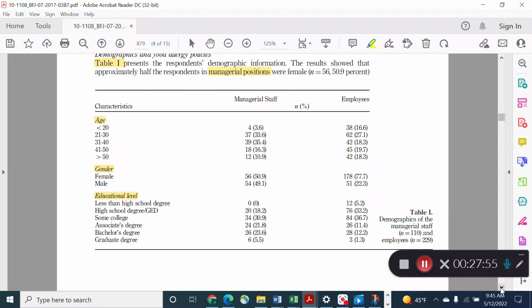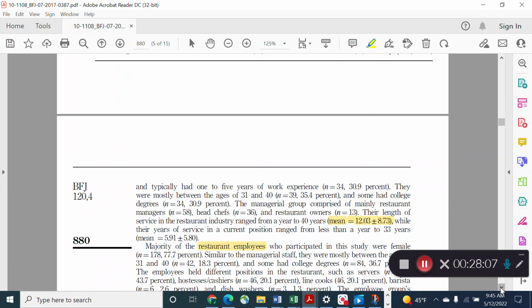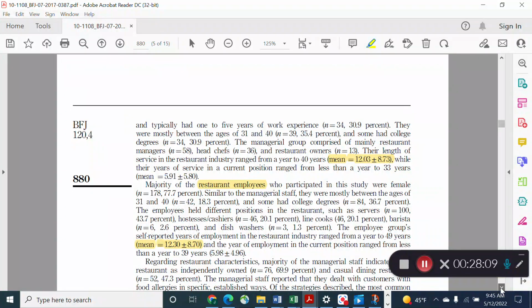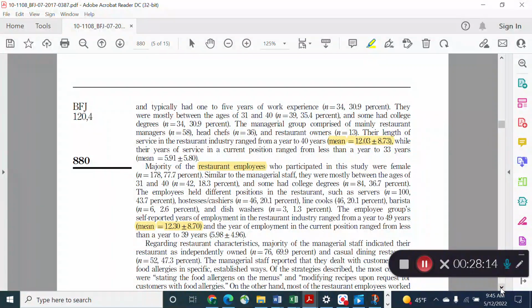Gender is obviously a categorical variable. Educational, again, categorical, so you can see they've provided it per level of education for each of the groups. I did highlight some stuff in the paragraph part of this. If you go above that first table, you'll see that this first paragraph has to do with your managers. The second paragraph, and you can see it highlighted here, is for restaurant employees.